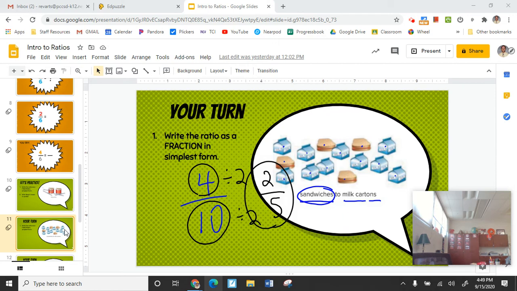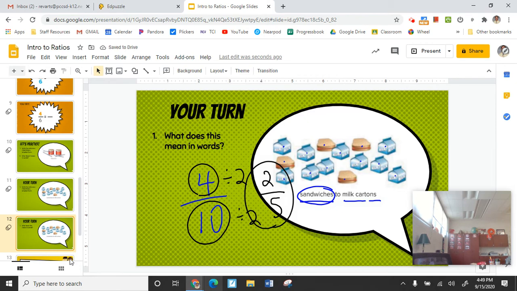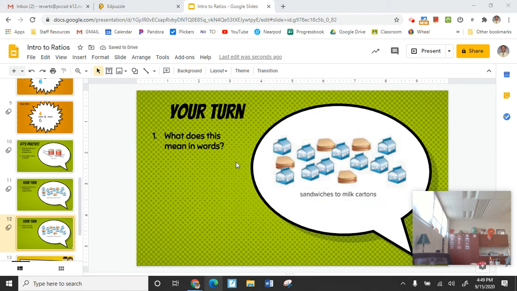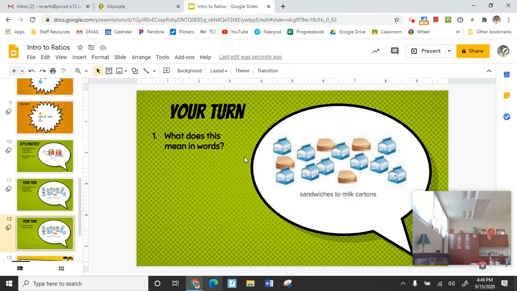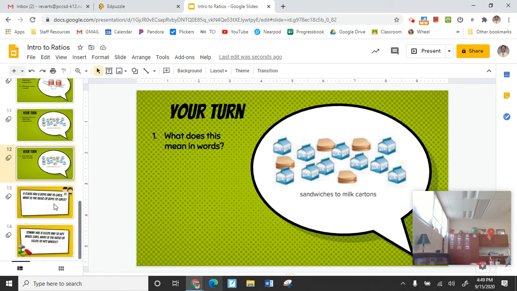So the way I would say this in words then is how? What does that mean in words if I have 2 over 5? What that means is for every 2 sandwiches, I have 5 milk cartons. For every 2 sandwiches, there are 5 milk cartons. That's what that would mean in words, right? Okay, only a couple more here.